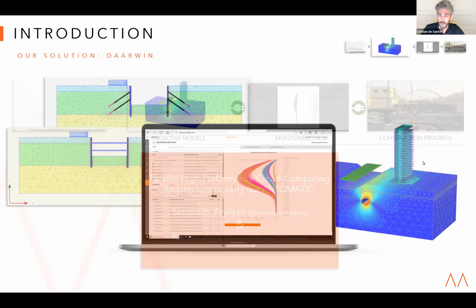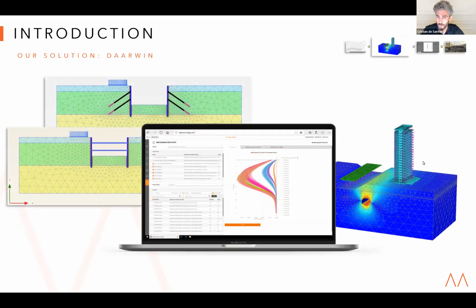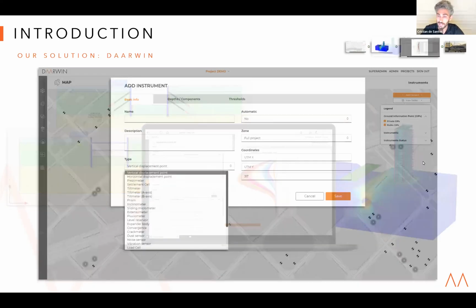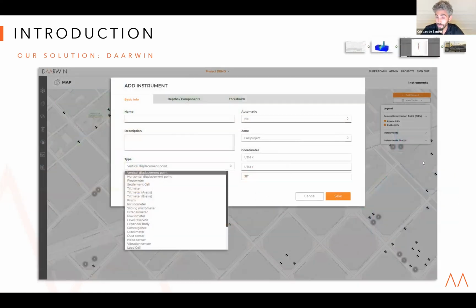At the moment, our solution is compatible with the commercial geotechnical software Plaxis 2D and Plaxis 3D, as well as the typical sensors that we have on our construction sites: inclinometers, extensometers, piezometers, settlement cells. So basically all the information that we already have available.